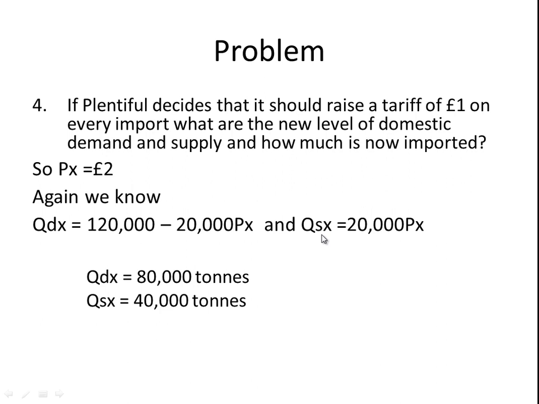Similar reasoning gives us QSX equal to 20,000 times 2, which is 40,000 tons. So domestic supply is 40,000 tons, and domestic demand is 80,000 tons. The only way we can meet the demand is through imports of the additional 40,000 tons.